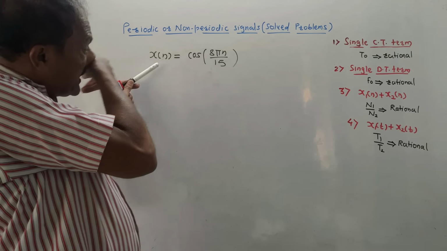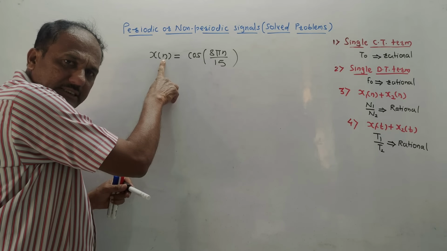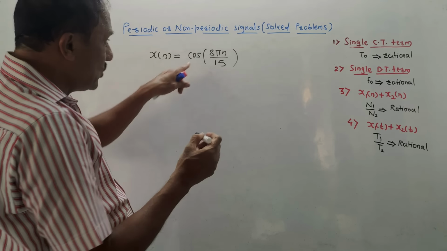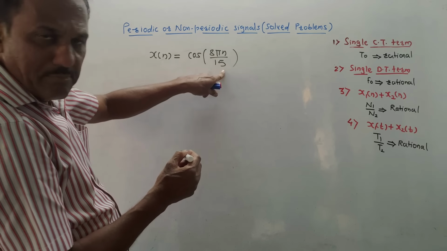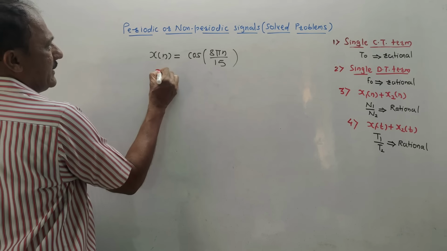Again, this is the discrete signal, DT signal. How do we identify it? Since the notation n is there, it is a discrete signal. Same technique. There is no cos square term as such, so this is a simple given equation. Related to this, first I would like to write the standard equation.